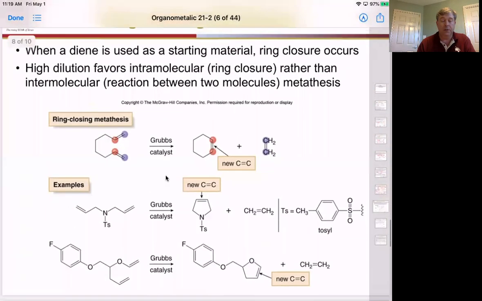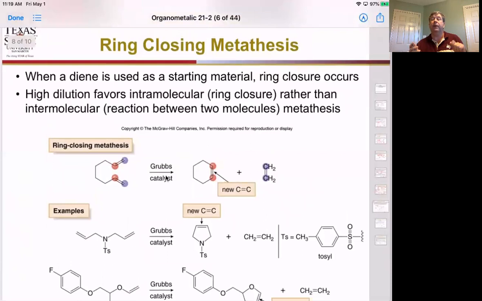Okay, so we can also use this in the opposite way. We can take a material that has two alkenes. As long as we can form a 5 or 6-membered ring, we can close this ring to make either alkenes or heterocycles from the system.